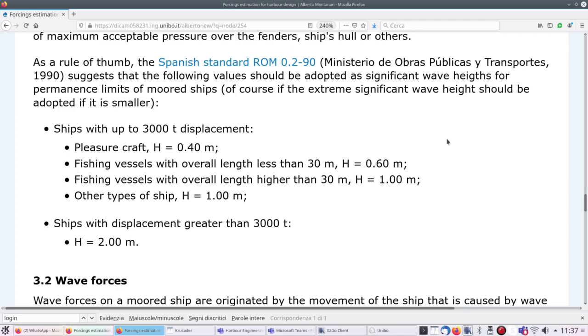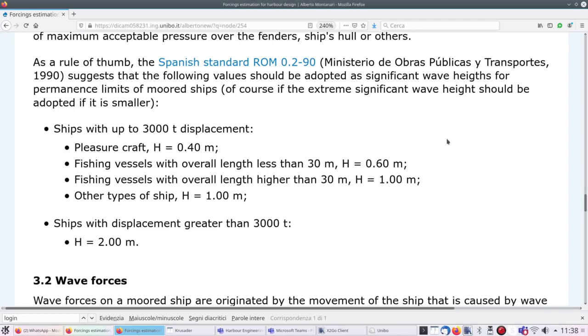The physical variables are the area of the ship that is exposed to wave forcing. They are the wave height, which is squared in order to compute the energy. And this is something that you should remember, that energy is proportional to the square of the wave height. You should remember that energy is converted into a forcing. And another thing that you may try to remember are the physical variables that are used to estimate the coefficients.